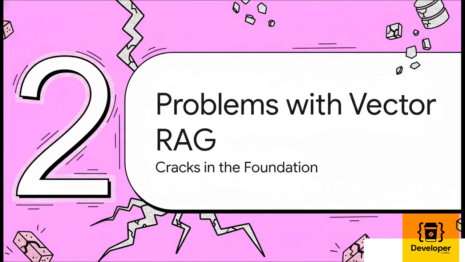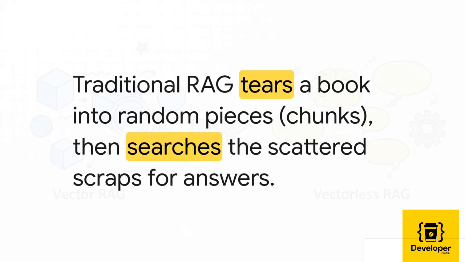So let's take a look at the cracks in the foundation of this whole vector-based approach. This is where things get a little weird. To make a document searchable, Vector RAG does something destructive. I want you to imagine taking a complex 500-page book and just ripping it up into thousands of little, random pieces of paper. They call these chunks. Now, throw all those scraps on the floor, and then try to find a single coherent answer in that absolute mess. That is, believe it or not, basically what we've been asking our AI to do.